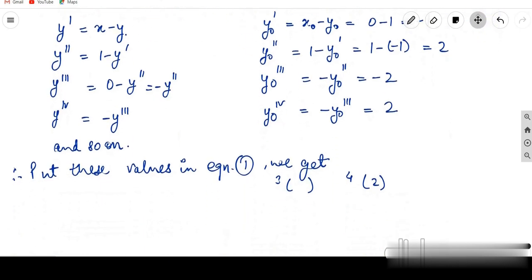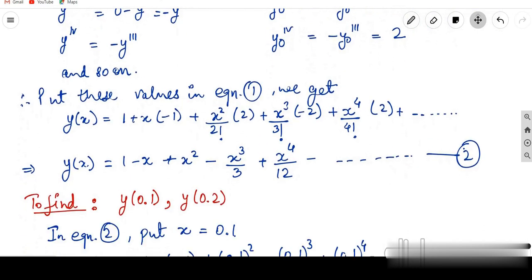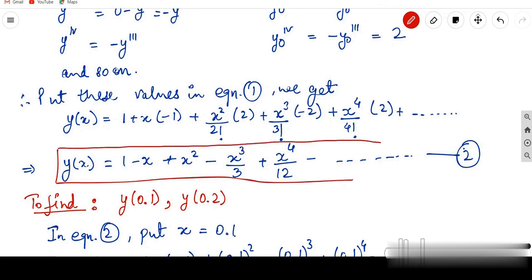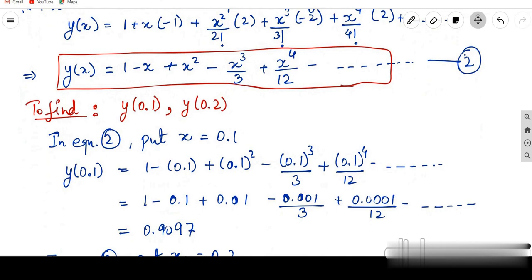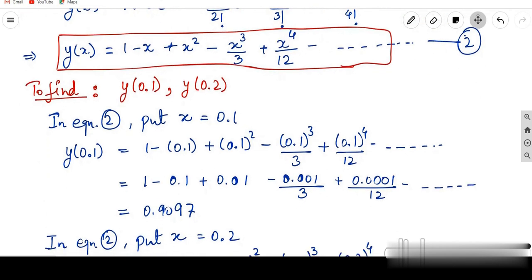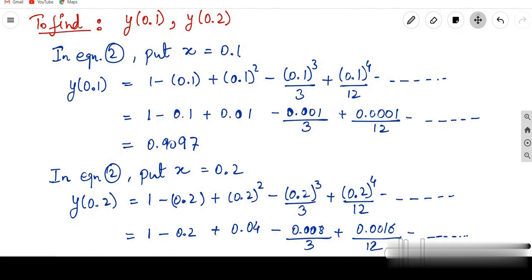So moving in the same procedure, we can now substitute the values in the equation 1 and I'll get my answer as y at x is equal to 1 minus x plus x square minus x cube by 3 plus x4 by 12. This is my Taylor series expansion at x. Now, the next I had to find out the value at 0.1 and 0.2. Now it is very easy. In this equation 2, just substitute x as 0.1 and x as 0.2, and you will be able to calculate the value of y at that particular point.